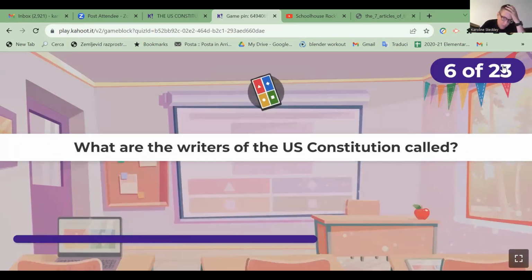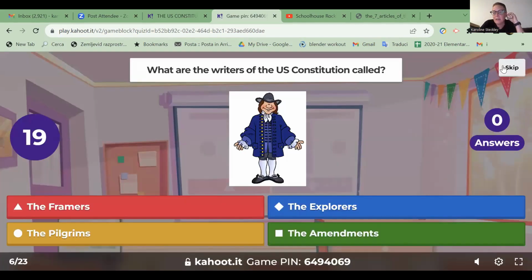Quiz. What are the writers of the U.S. Constitution called? Do we have a specific name for them? Are they the framers, red; the pilgrims, yellow; the explorers, blue; or the amendments, green?